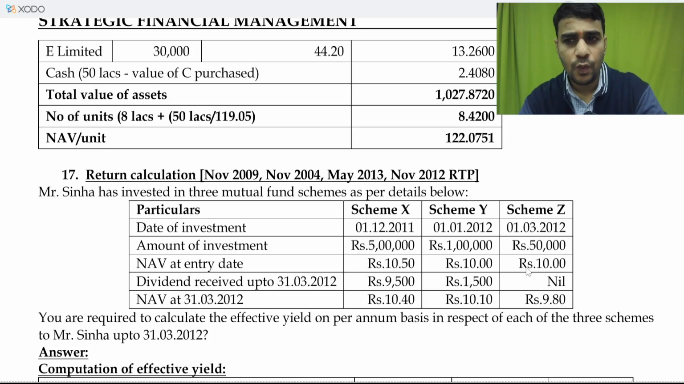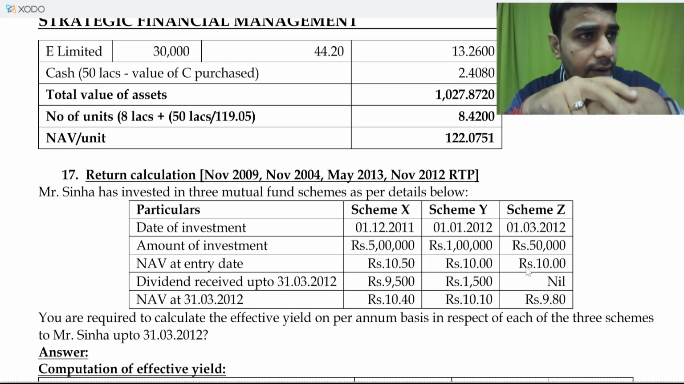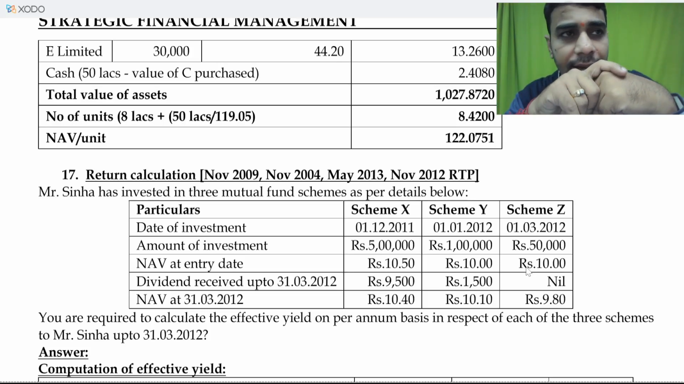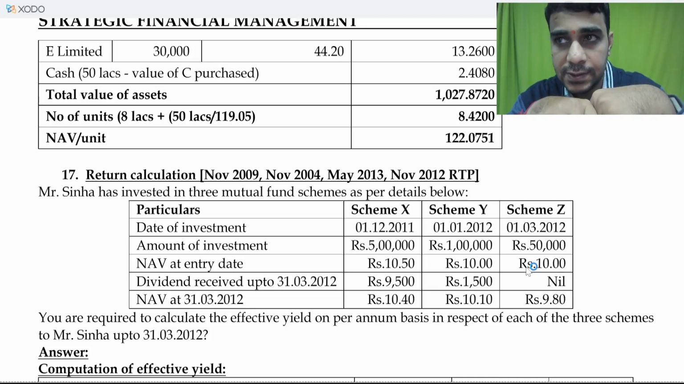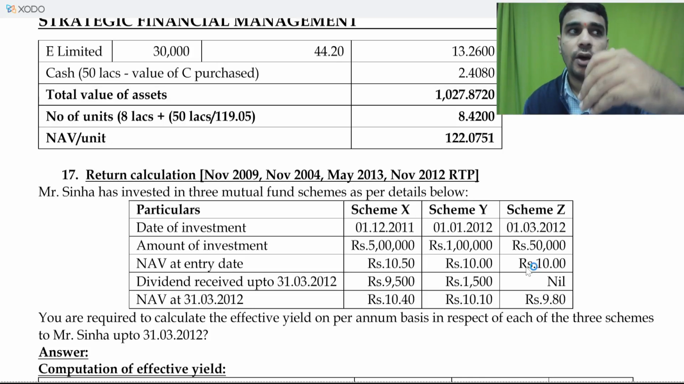Okay, the question wants us to compute the returns of the three mutual funds. Ideally, I could have shifted this question to part one of the chapter, which is computation of return, rather than discussing it in this part. It's technically a question belonging to that part. It's not the NAV calculation to be done here.